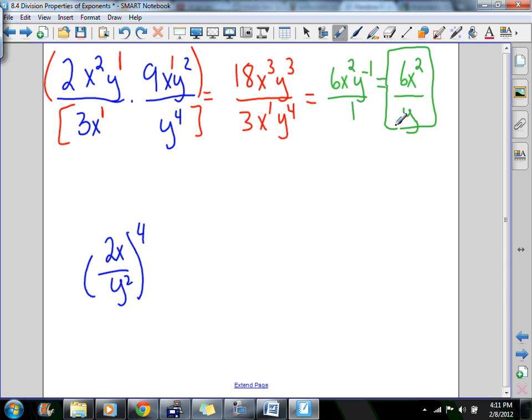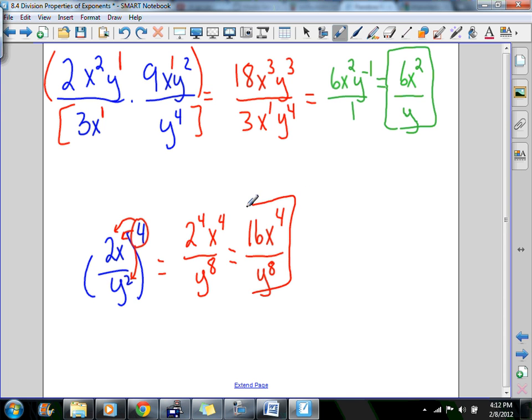Now this bottom one here, we're going to distribute this 4 into each term to give us 2 to the fourth, x to the fourth, all over y to the eighth. We get 2 to the fourth is 16. X to the fourth combines with nothing. And y to the eighth combines with nothing on the bottom. So a lot of work, but our answer was nice and clean. 16x to the fourth over y to the eighth.